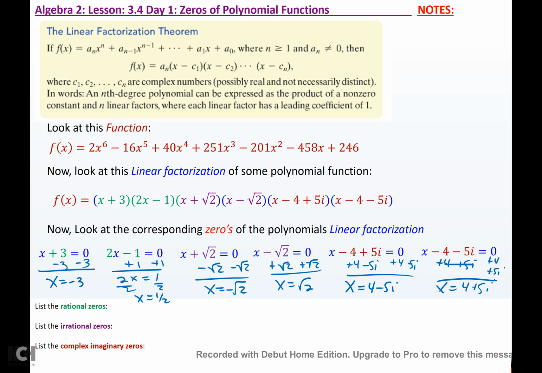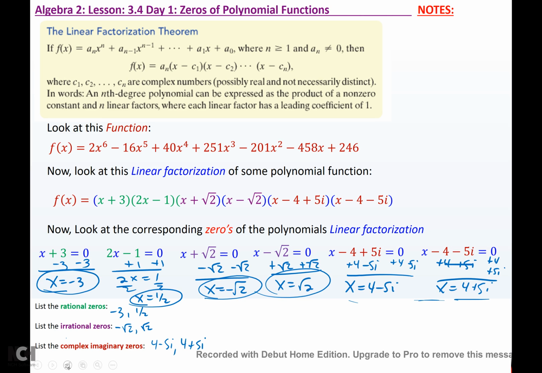Now, the rational zeros are numbers that can be written as fractions. So my rational zeros are negative 3 and 1/2. My irrational zeros are the ones that have radicals in them, so negative square root of 2 and positive square root of 2. And my imaginary ones are ones that have i's in them, obviously: 4 minus 5i and 4 plus 5i.